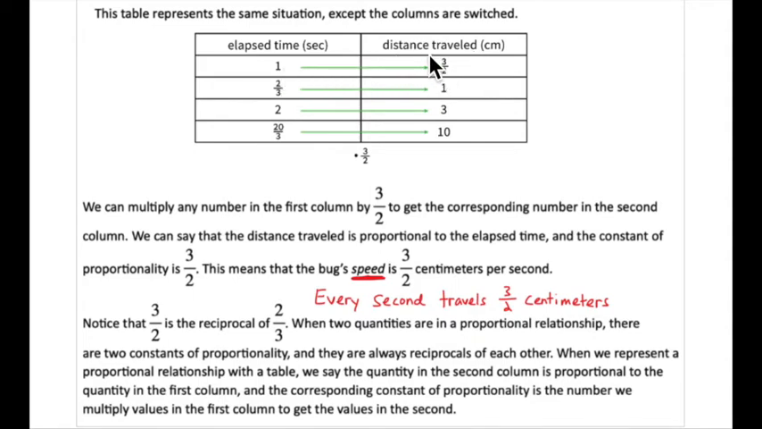This is distance per time. That's speed. Same as miles, distance per hour, time. Centimeters per second. Miles, which is a distance, per hour, which is a time.